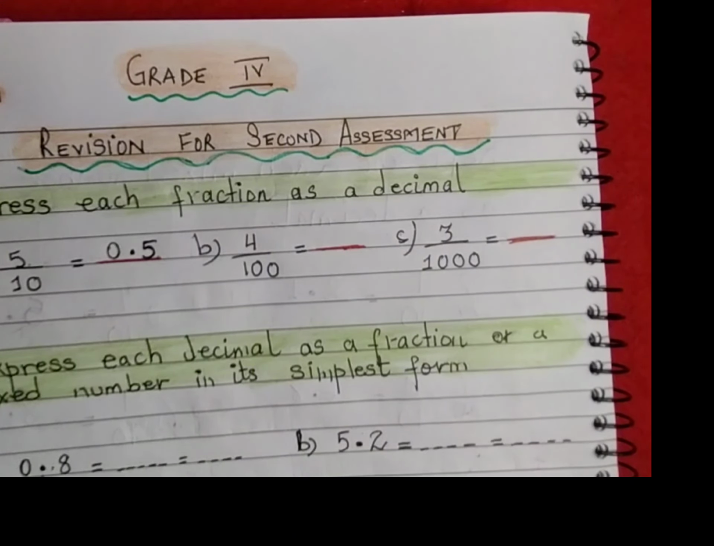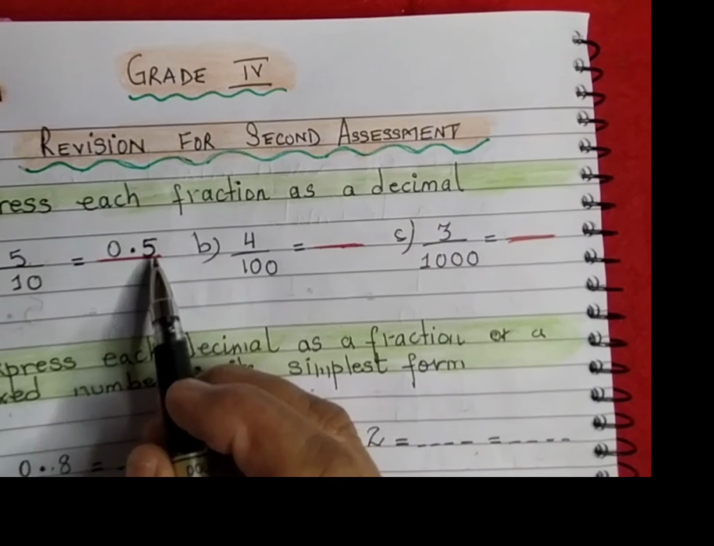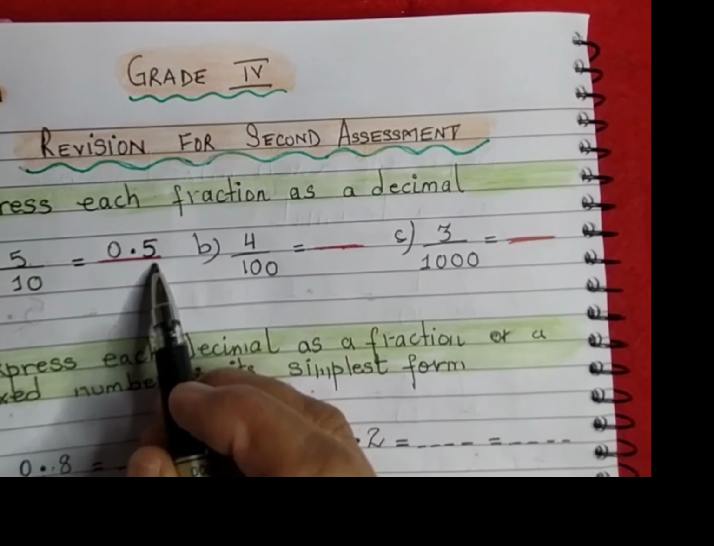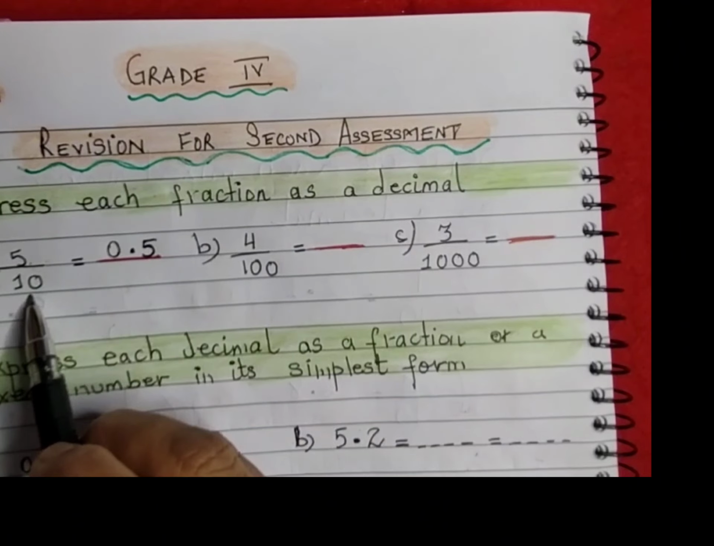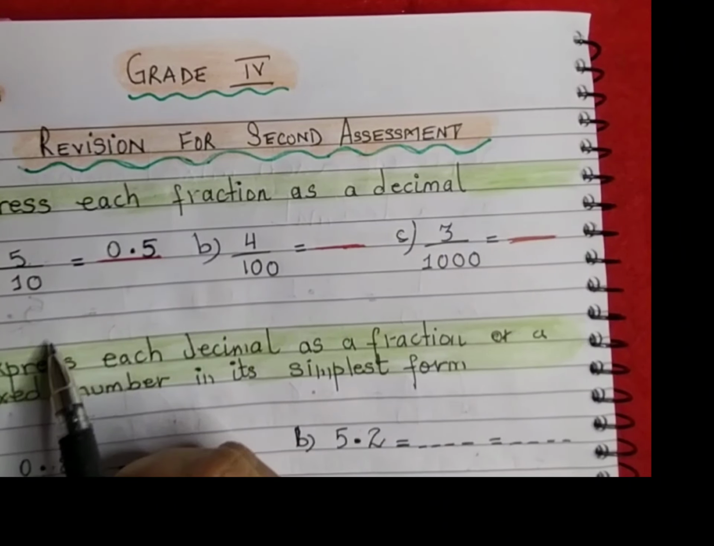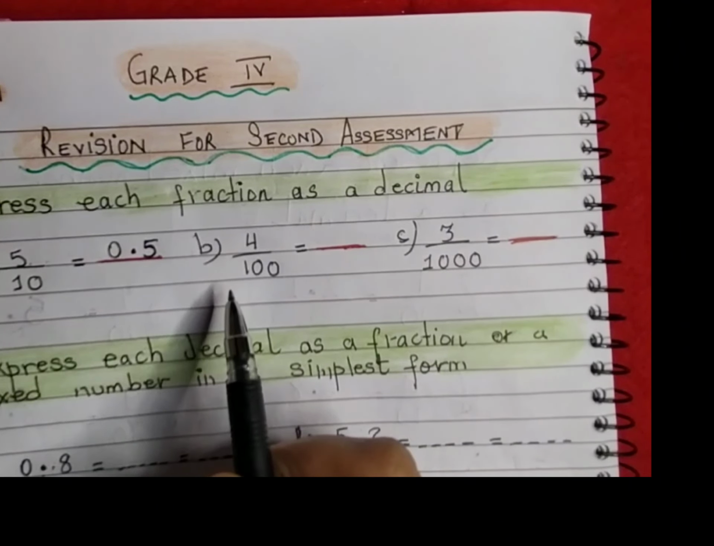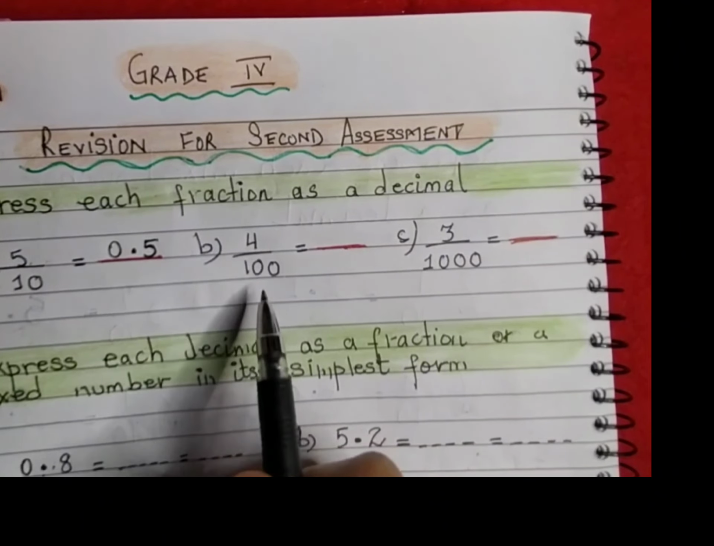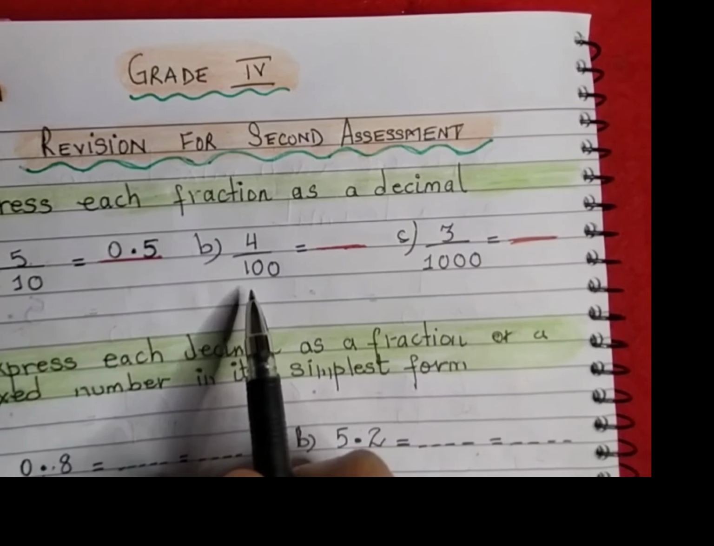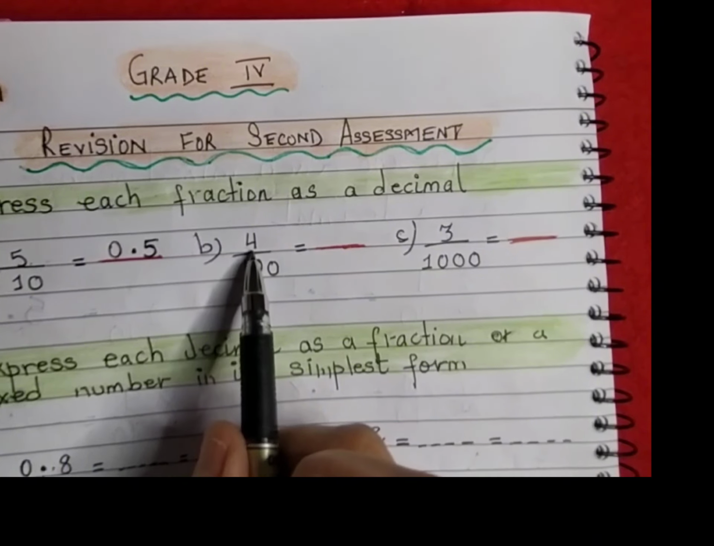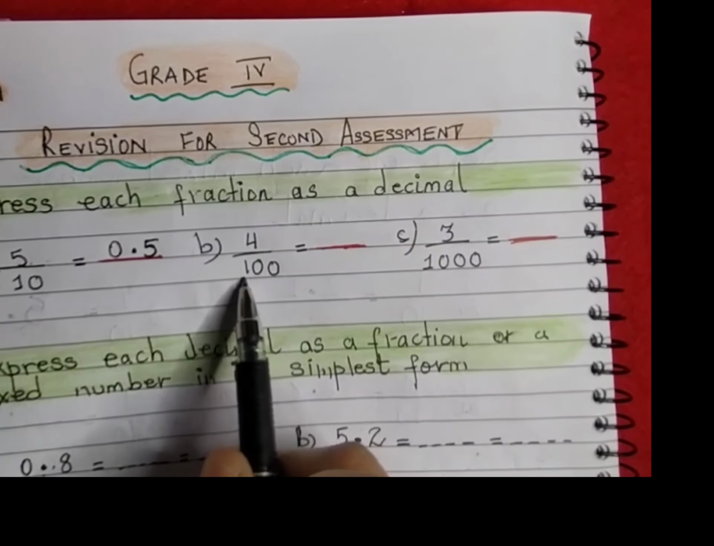0 stands in the ones place. And where does the 5 stand? 5 stands on the 10th place. 10th is here. All right, moving on to the second question. 4 upon 100. Now, where do you think 4 is standing? It is standing on 100th.